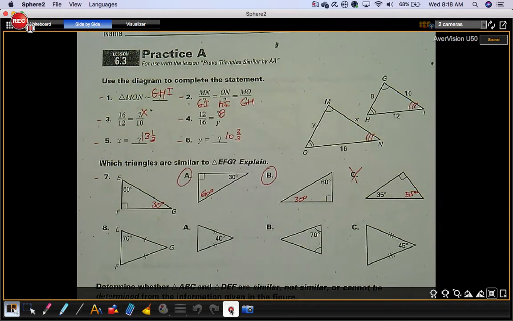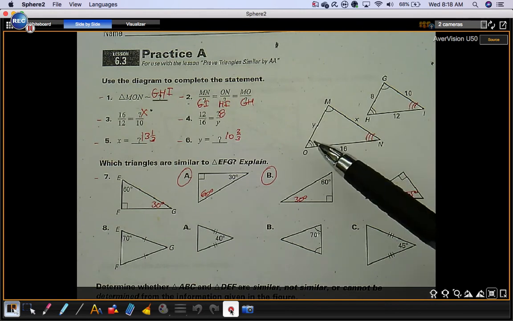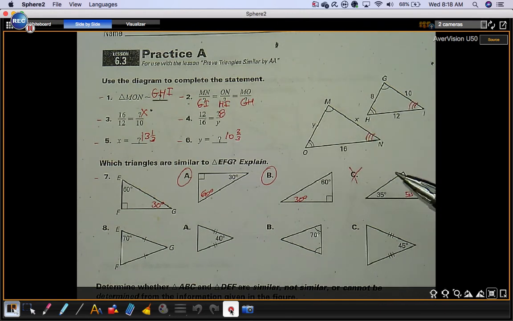This is practice A for section 6.3. We're going to use the diagram to complete this statement. So here's our diagram. In our diagram we have two triangles that are different sizes. This one's definitely bigger than this one, but we have two pairs of congruent angles. That means that these two triangles are similar.